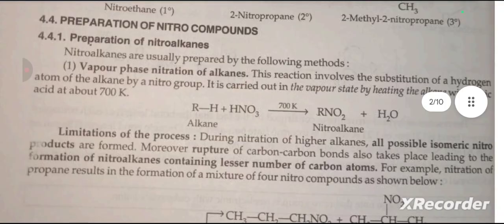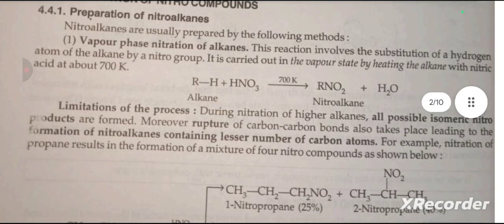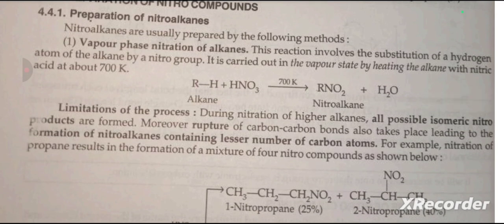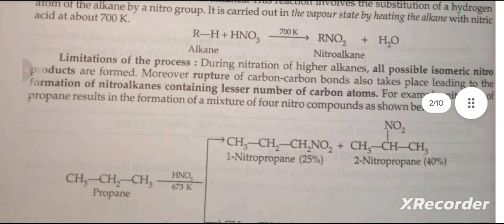Preparation of nitro compounds. Preparation of nitroalkanes. Nitroalkanes are usually prepared by the following methods. First, vapor phase nitration of alkanes. This reaction involves the substitution of a hydrogen atom of the alkane by a nitro group. It is carried out in the vapor state by heating the alkanes with nitric acid at about 700 Kelvin.